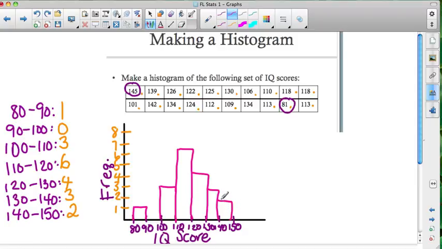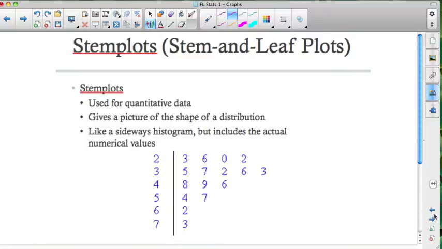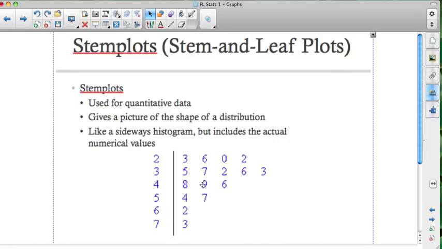Notice my bars all have equal widths. They are touching, except where I have a gap, and that's it. The last graphical display I want to talk about is the stem and leaf plot, which we are now going to call stem plots. Stem plots are also used for quantitative data. They give a picture of the shape of a distribution because it's kind of like a sideways histogram, but it actually shows the numerical values.